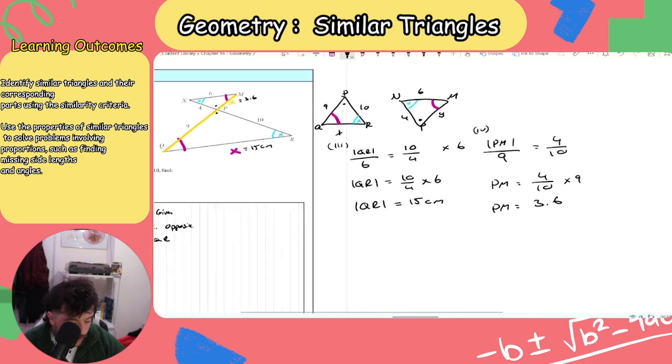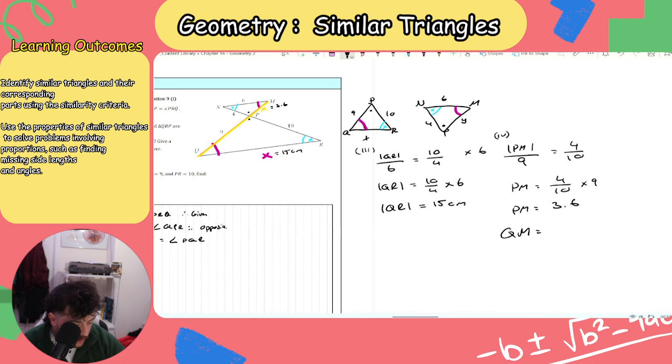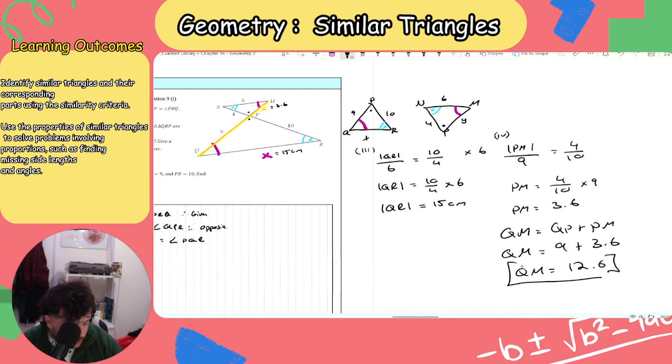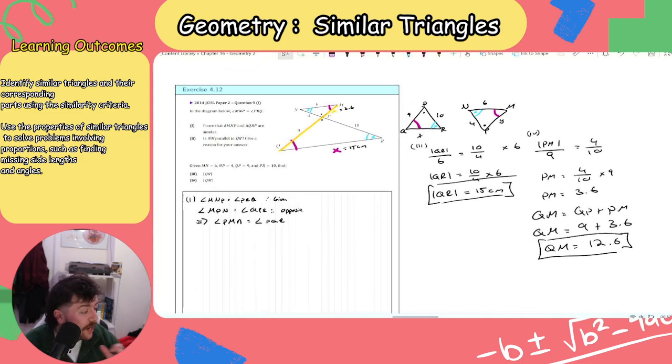So therefore, QM is equal to Q to P plus P to M. So Q to M is equal to 9 plus 3.6. Q to M is equal to 12.6 units. And that is an example of where you have to make sure you're matching up and finding corresponding sides with a similar triangle.